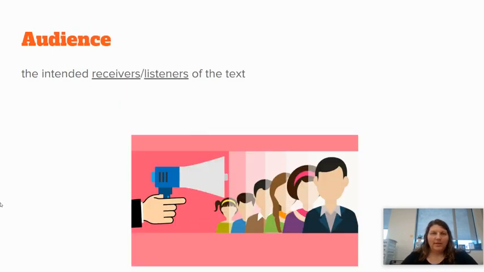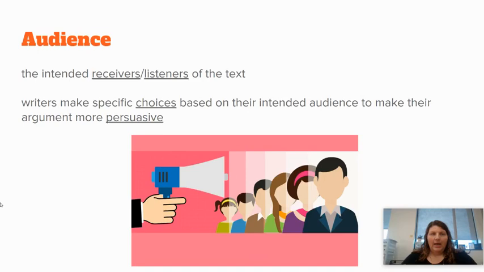Next, let's talk about audience. So these are the intended receivers or listeners of a text. And writers make specific choices based on their intended audience to make their argument more persuasive.